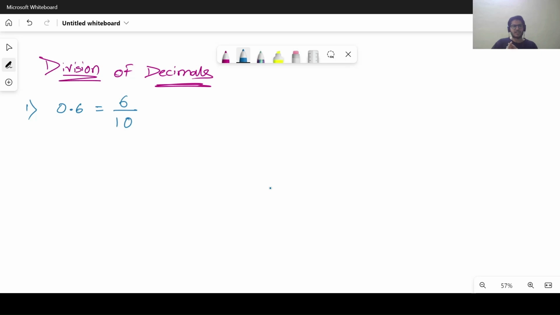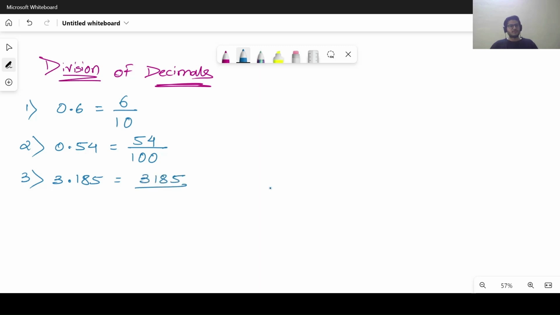Whichever number of digits you have after the decimal point, those many zeros will come in the denominator. So here there is only one digit after the decimal point, so therefore we are going to write this as 6 by 10. Now let's take one more question. 0.54. Now here you can very well see that there are two digits after the decimal point. So here there will be two zeros in the denominator, and two zeros represents a number as 100. Okay. Now the third one is 3.185. Now if you look at this particular number, then there are three digits after the decimal point. So therefore the whole number will be written in the fraction as 3185 divided by 3 zeros, which represents as 1000. So that's the few things which you have to remember. So this is what we have as conversion of decimals to a fraction.